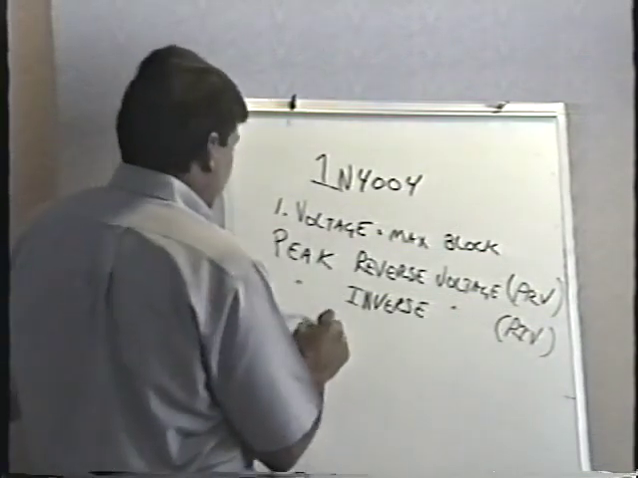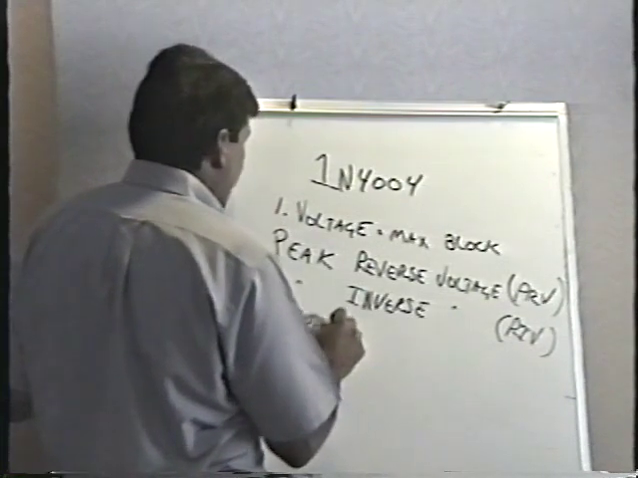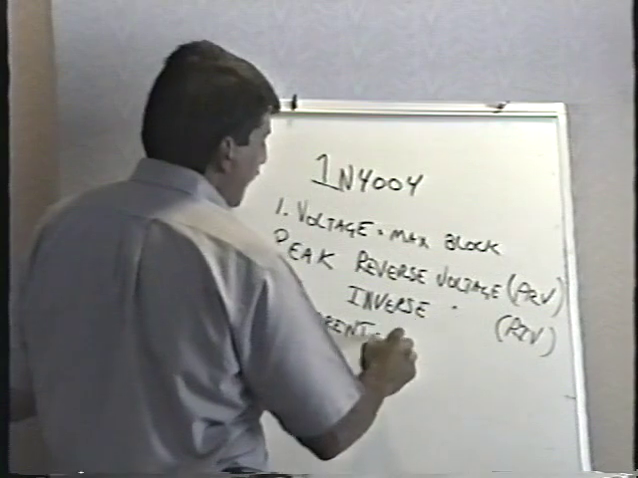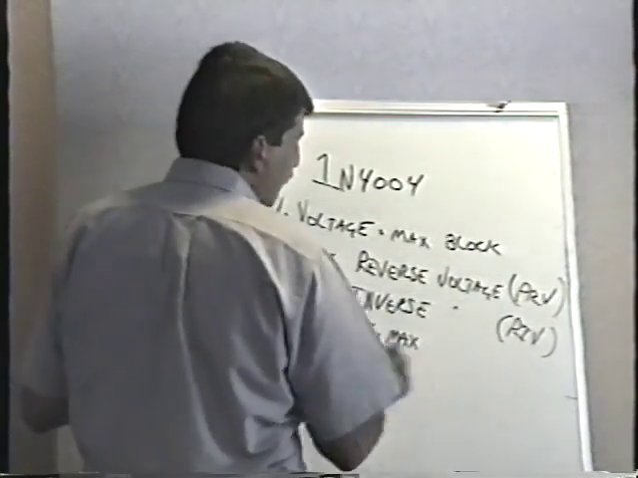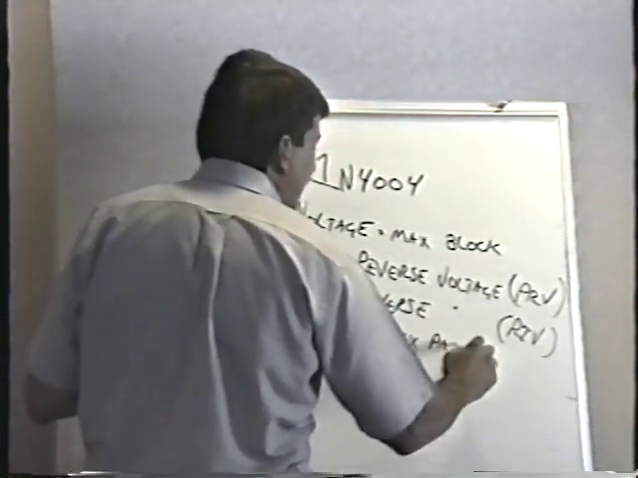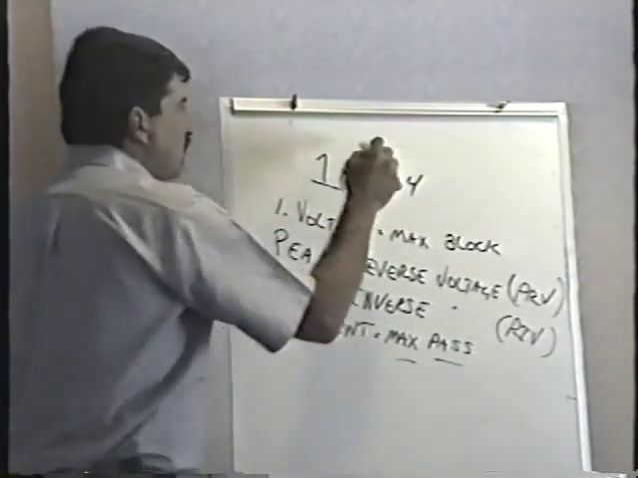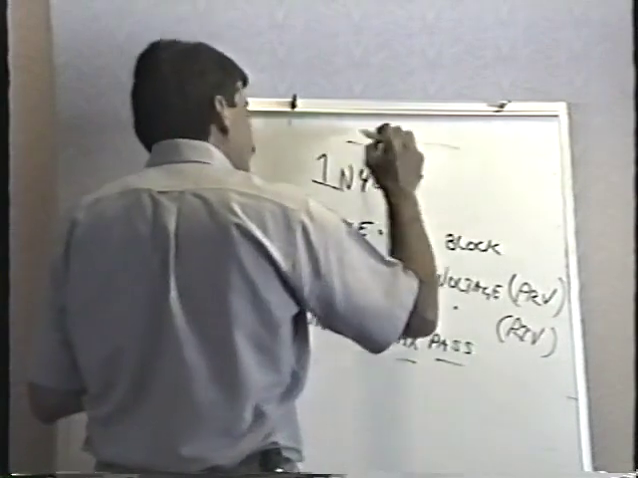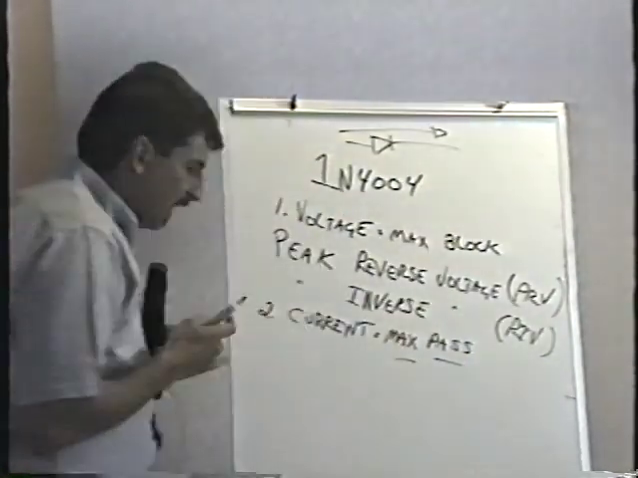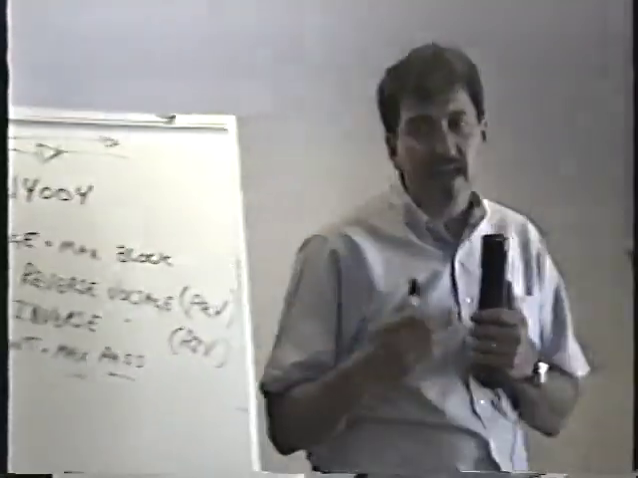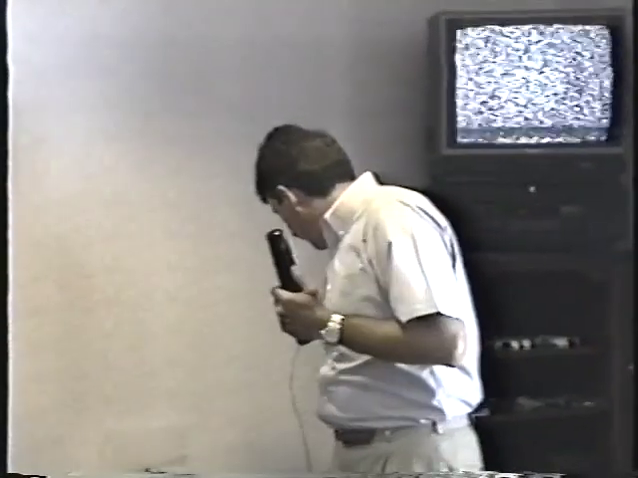The second rating for a diode is the current rating. The current rating is the maximum amount of current that the diode can pass through itself. In other words, when the diode is conducting and current's going through it in the proper direction, how much current can the thing handle? Can it handle 1 amp? 2 amps? 3 amps? 4 amps? How much current can the thing actually handle?